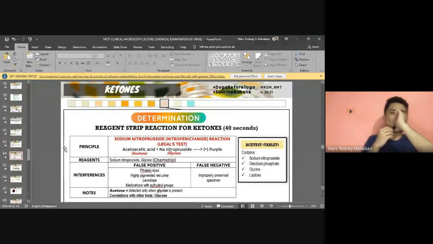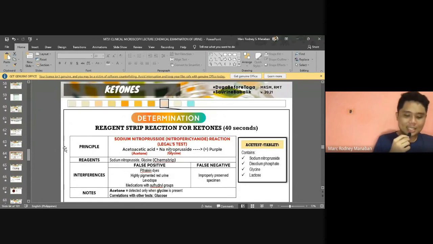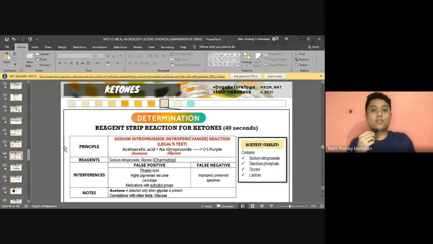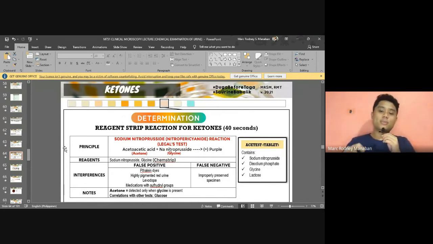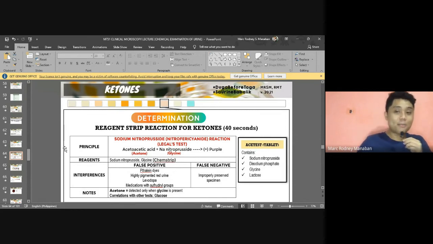Now we go to the reagent strip for ketones. What is the timing for ketones? 40 seconds. What is the principle? Very simple. Sodium nitroprusside or nitroferricyanide reaction, also known as the Legal's test, no? It follows the classic chemical test, the Legal's test. So what is the principle? Acetoacetic acid, in the presence or in combination with sodium nitroprusside, will produce a purple azodye. It will produce a purple color. All right, so purple is the positive result.